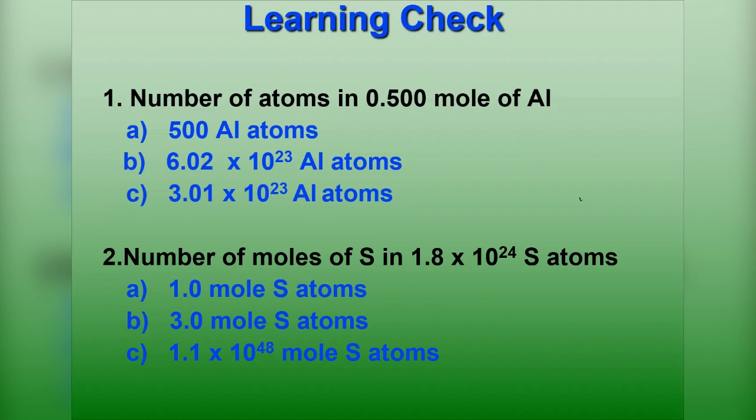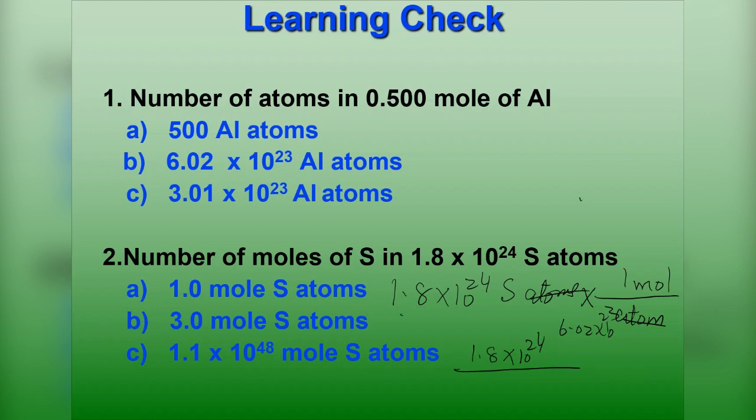Number of moles of S in 1.8 times 10 raised to the power 24. Again, same method. 1.8 times 10^24 S atoms. This time atoms have been given, so atom is the denominator and on top is 1 mole. So 1 mole always has 6.02 times 10^23. Atom cancels. 1.8 times 10^24 times 1, so it should be 1.8 times 10^24 divided by 6.02 times 10^23. Put this number in your calculator and you will get the answer.